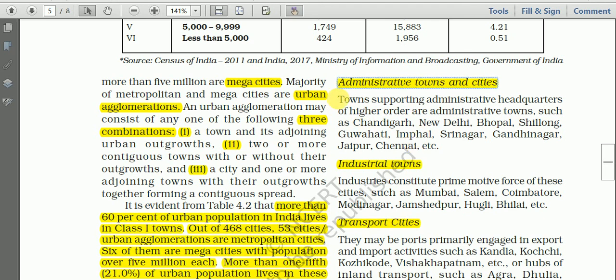It is also mentioned, see here, towns supporting administrative headquarters of higher order are administrative towns. That means any town which may be the capital of a state or a country and having these government offices are known as administrative towns or cities. So we have examples of Chandigarh, New Delhi, then Bhopal, Shillong, Guwahati, Imphal, Srinagar, Gandhinagar, Jaipur, Chennai.